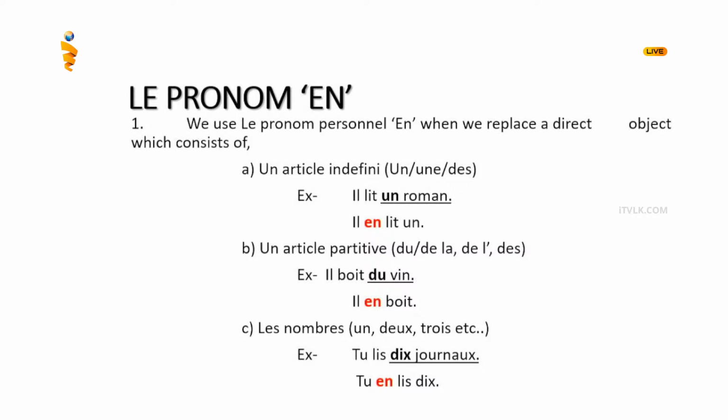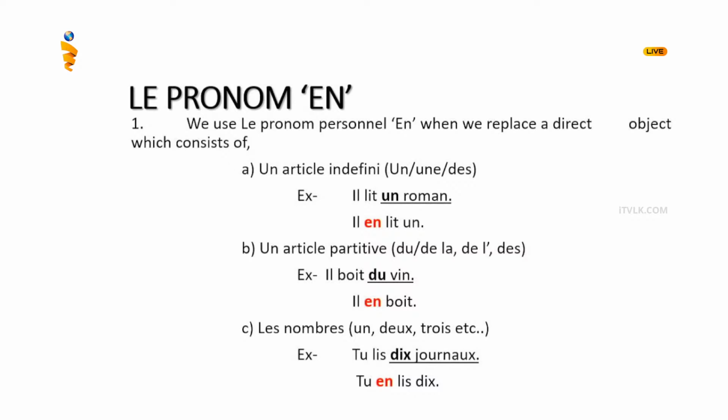Now we are going to shift to the second example. Look at B. If you have a direct object that consists of an article partitif in your sentence. Example, il boit du vin. Du vin. Du is a partitive article. We call it in French an article partitif. So to replace this direct object, you can use en. Just like the previous one, you have to place the pronoun en before the conjugated verb. Then you can write the sentence like this: Il en boit.